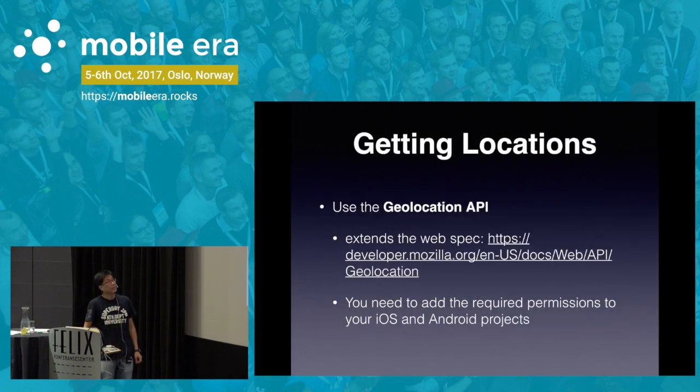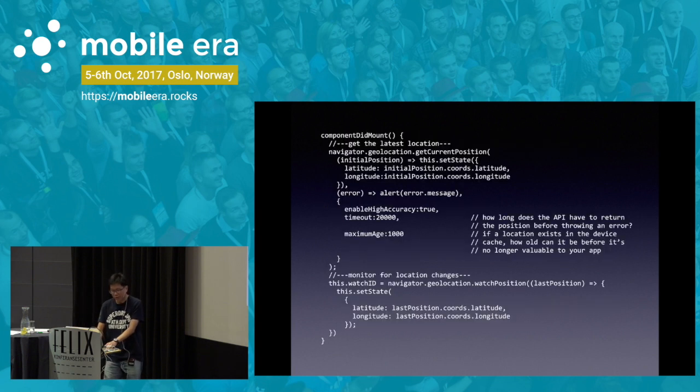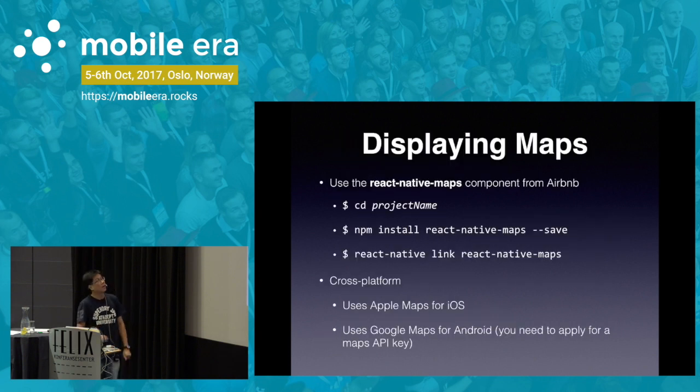Now, what about getting locations? You can use the geolocation API. And basically, the code looks like this. It's very, very simple. And again, this is cross-platform. You can run this on the iPhone, you can run this on Android, and it will be able to update you on the latitude and longitude. Given the location, you can actually do logging or display a map, which brings us to the next section, how to display maps.